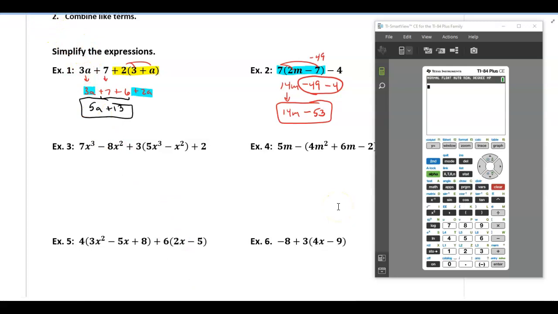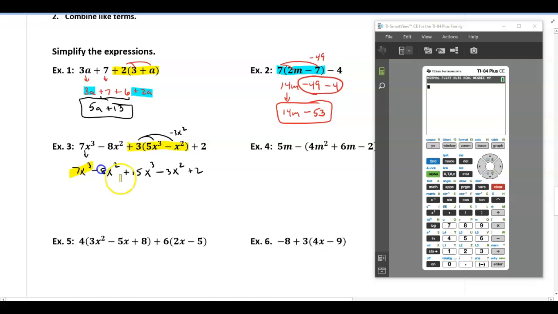So in example 3, I look, do I have any parentheses I have to get rid of by distributing? And the answer is yes, right here. So I'm going to stop, and I'm going to bring down my first term, 7x to the third, minus 8x squared. Then I'm going to distribute this 3. 3 times 5x to the third will give me plus 15x to the third. 3 times negative x squared is going to give me minus 3x squared. So I'm going to subtract it. Then I bring down my plus 2.